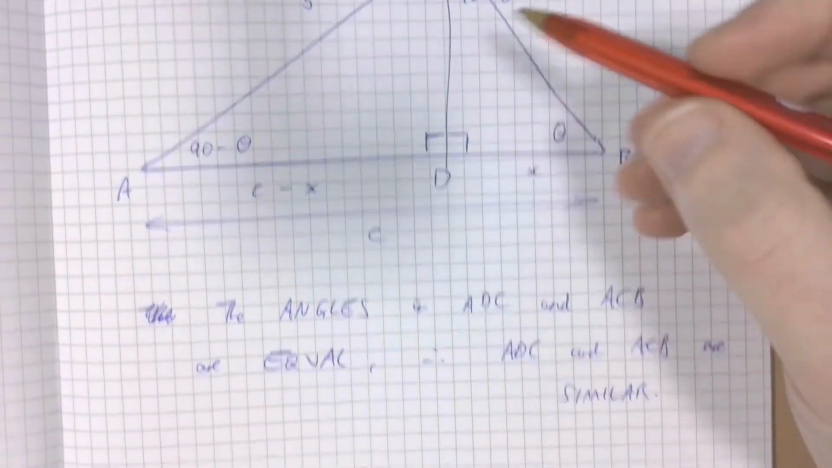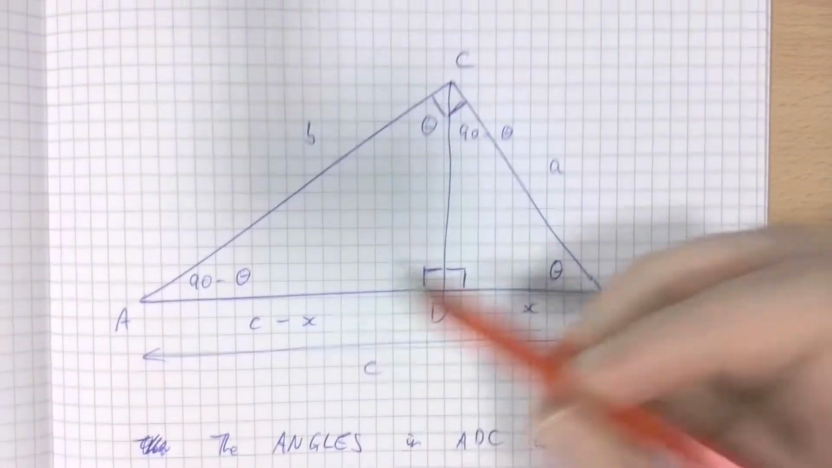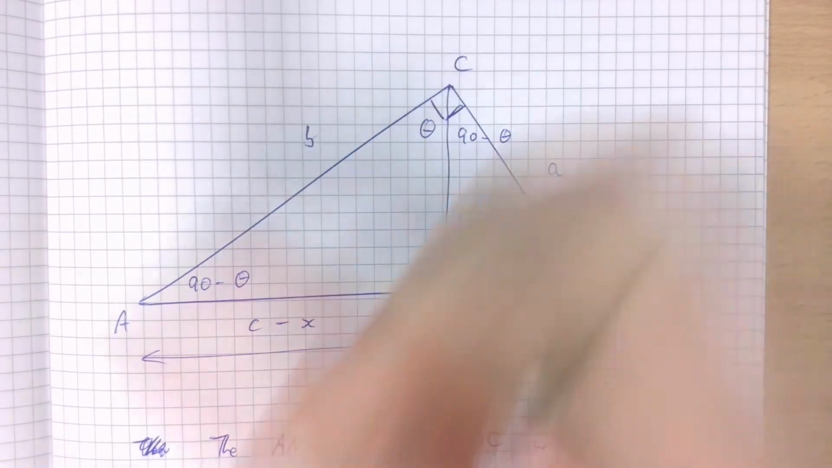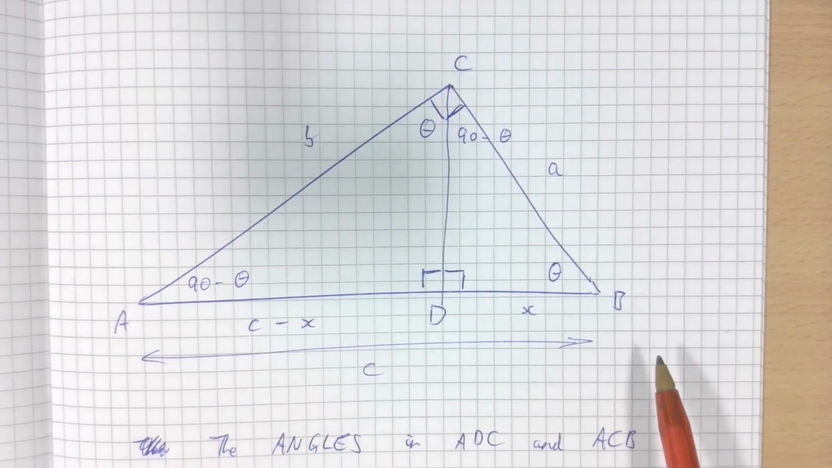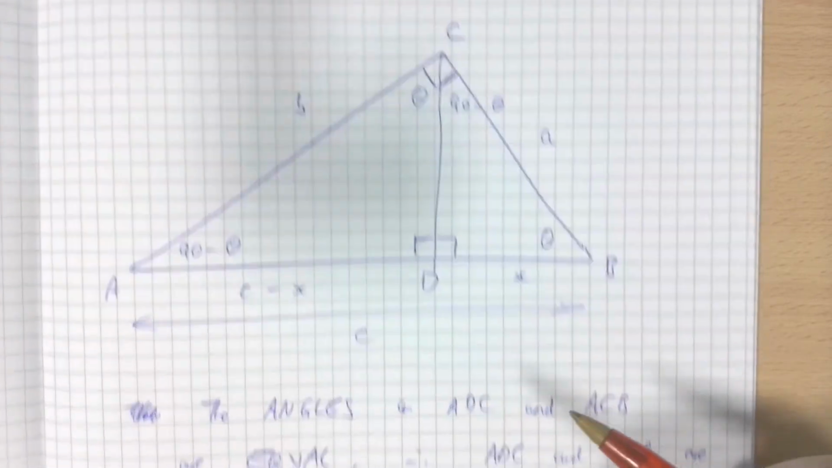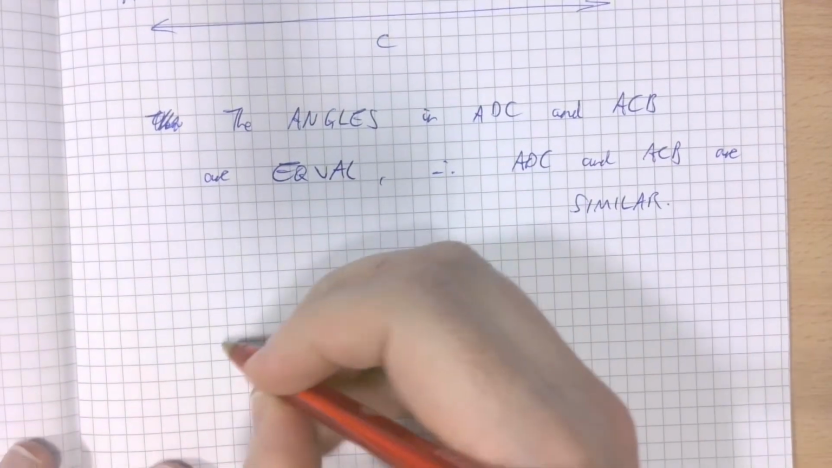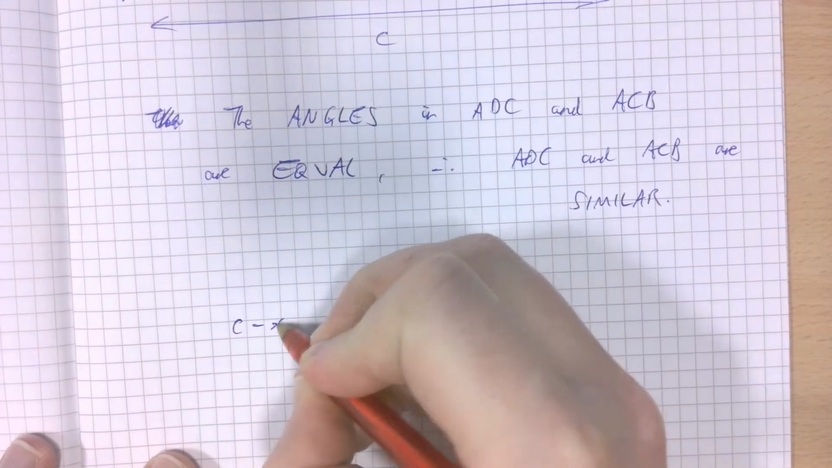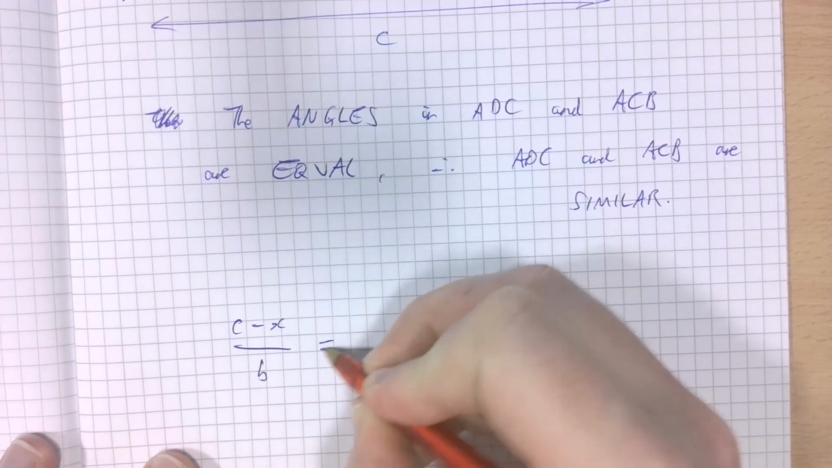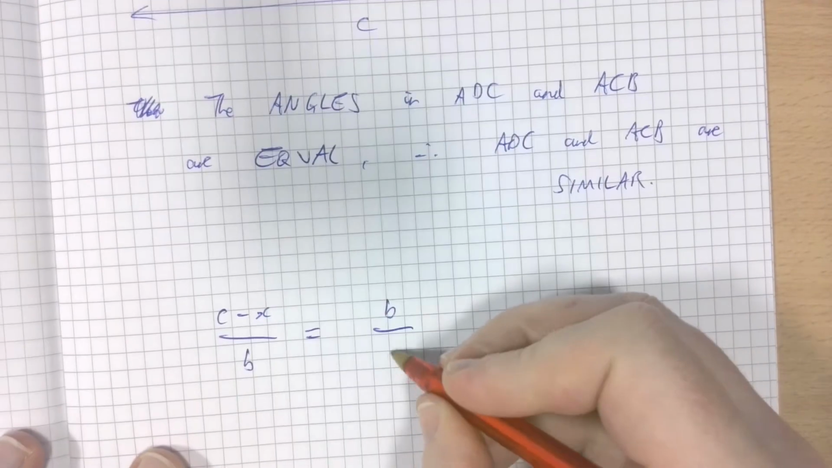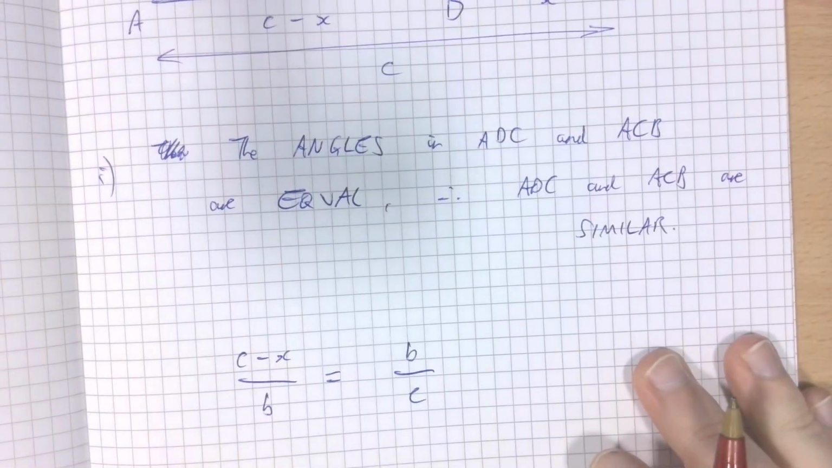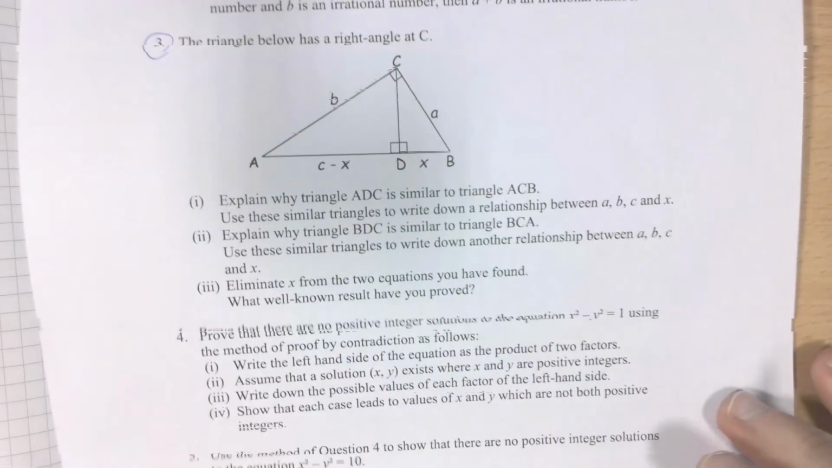Okay, so let's algebraically label what's going on here. So this divided by this is the same as this divided by this. Okay, that's what I get from the fact that they are similar. Let's write that down. C minus X over B equals B over the entire length, C minus X plus X, C. Okay, that's part one done. Part two is very similar.